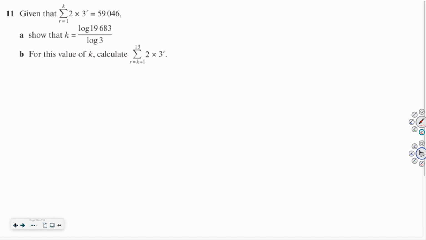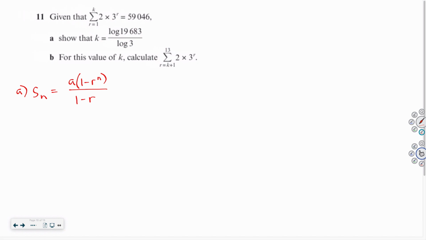So we're starting with a geometric sequence. As we can see, it's 2 times 3 to the power of r. So the variable in our sequence is in the power, so we've got a geometric sequence. So we can use the formula Sn is equal to a times 1 minus r to the n over 1 minus r. And we know that our n value, what we're summing to, is k. So S of k we can put in is going to be this value here.